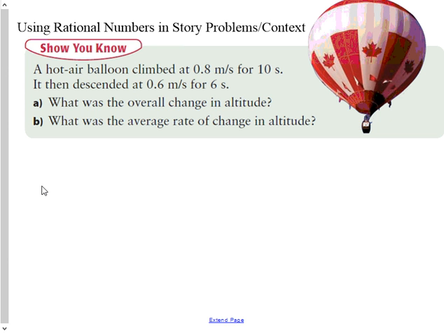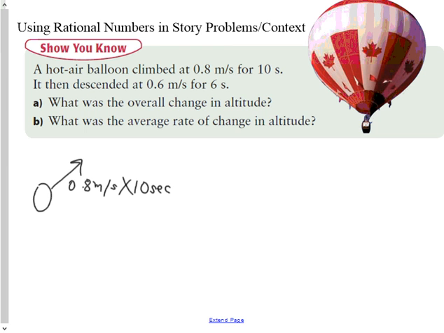So what we need to do here is, when you're given story problems, the first thing you need to do is, if you can, draw a picture. So I'm going to start with a picture just to get my head around what it is I want. There's my balloon. Okay, so the balloon is going to climb, which means goes up, at a rate of 0.8 meters per second, multiplied by 10 seconds. Okay, so the first thing it's going to do is go up.